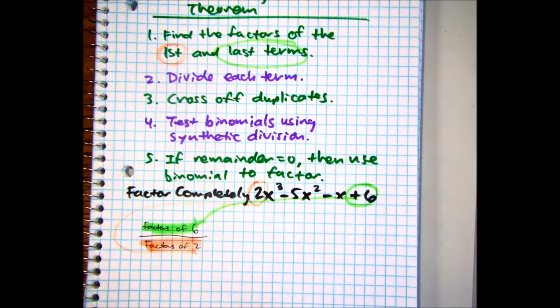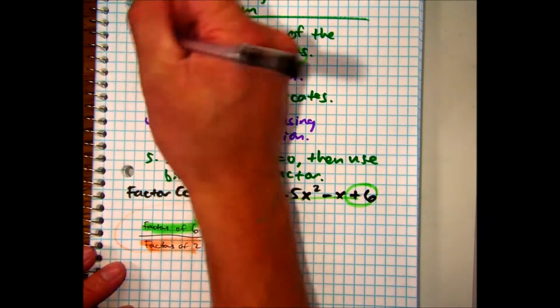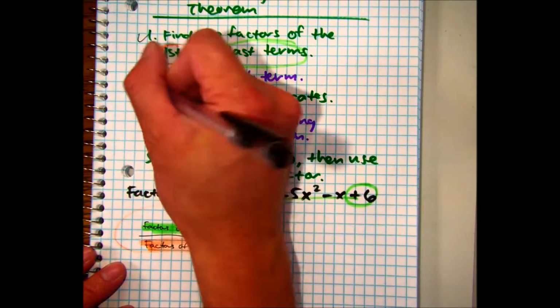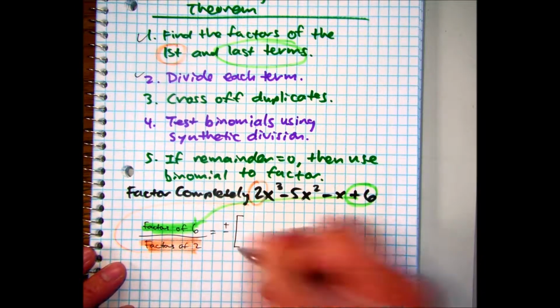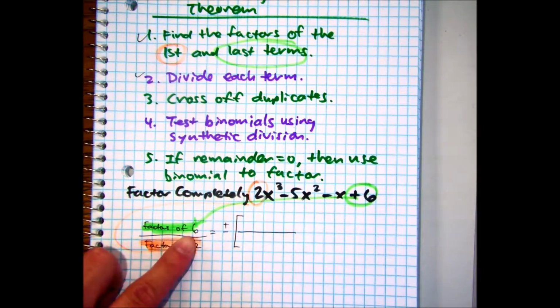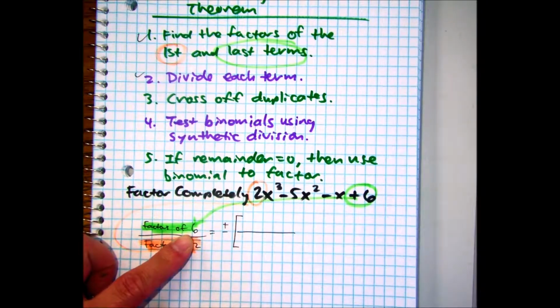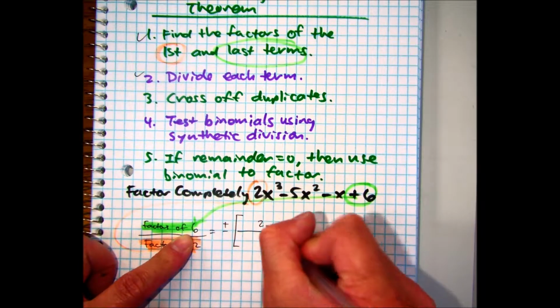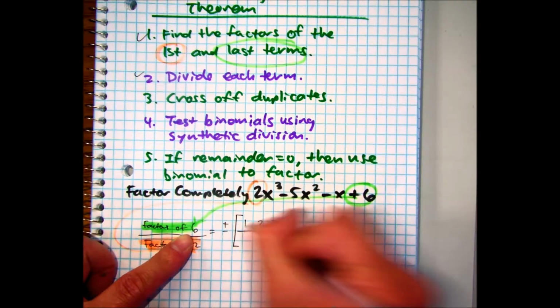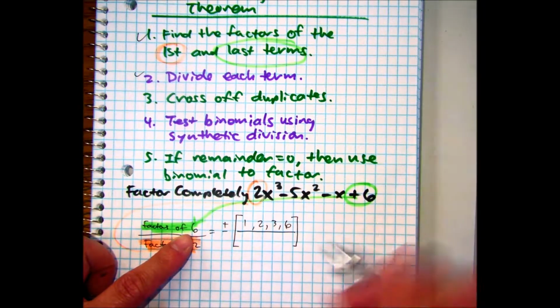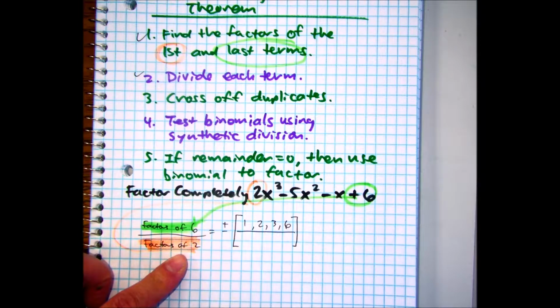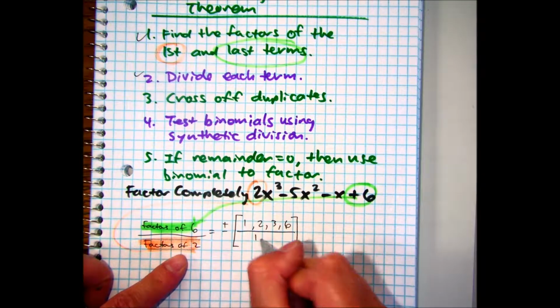Okay? The next thing we need to do is divide each term. So I have plus or minus. Class, what are all the factors of 6? What are 2 numbers that multiply to be 6? 3 and 2. 1 and 6. Notice how I wrote those from least to greatest? Class, factors of 2? 1 and 2.